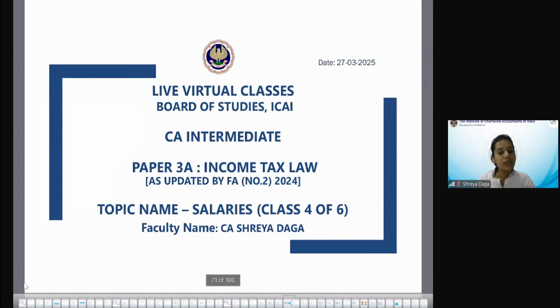Today we are in the fourth class and we didn't have any homework for the last class. It was only about revising the old concepts. Salary is chargeable on due or receipt basis, whichever is earlier. There is a must factor about employer-employee relationship. That master-servant relationship or control relationship is very important for anything to be chargeable under the head salary.